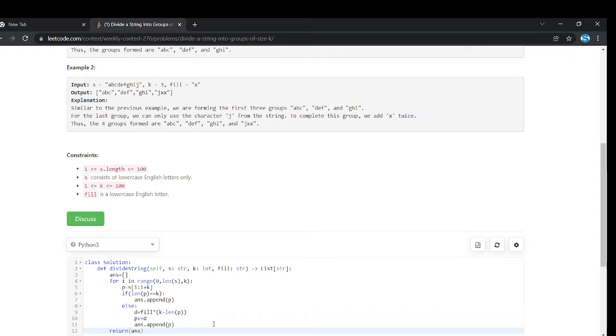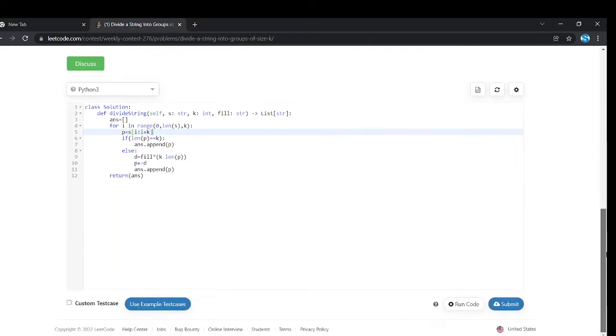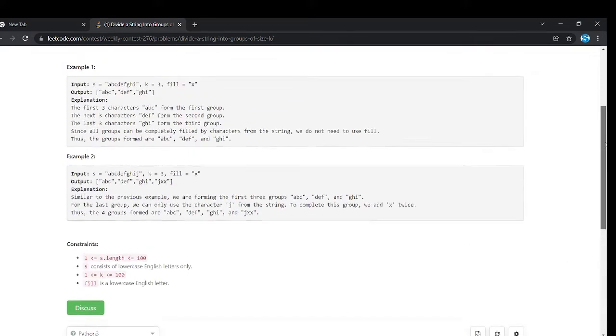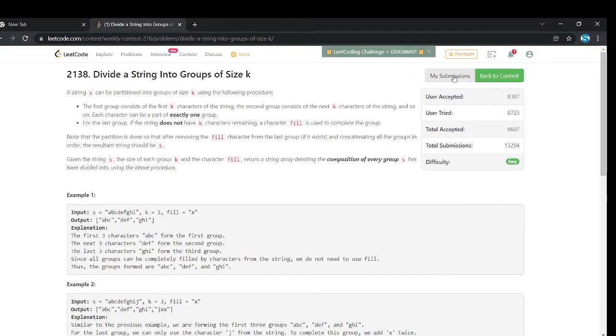And return the answer. Speaking about the time complexity, since we are running the loop over all indexes of the string from 0 to the length of s, it will be order of n, and each time we are taking a slice of size k, so that is order of k. So the overall time complexity will be order of n times k. So that was the first problem and it was quite easy.